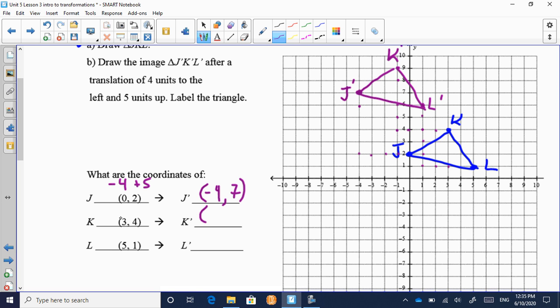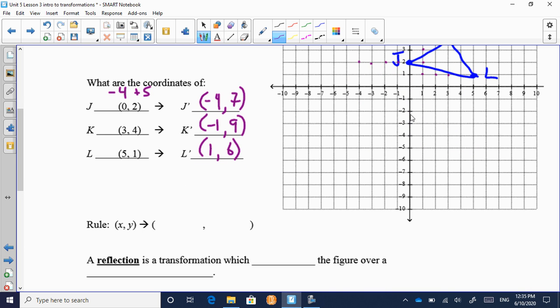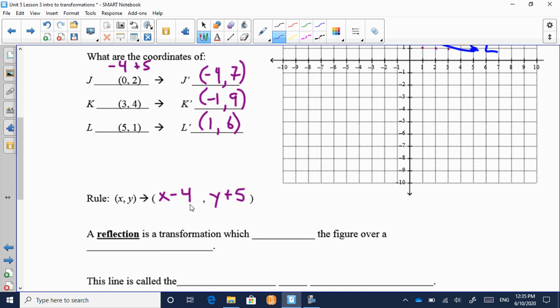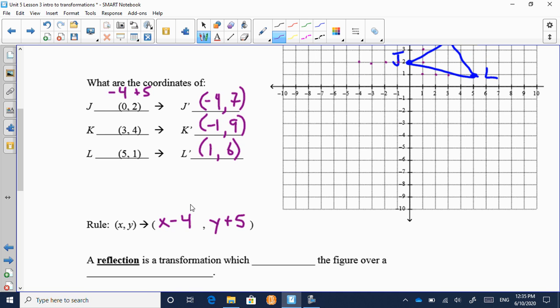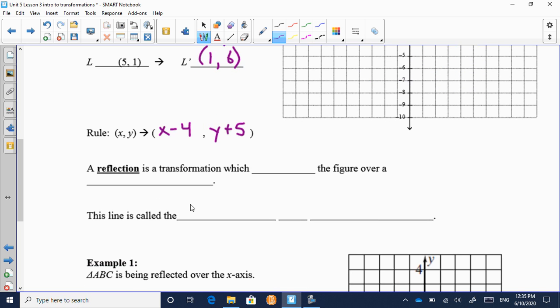3 minus 4 would be -1. And 4 plus 5 is 9. Let's check it. -1, 9. Yep, that's where K is. And then 5 would be, so 5 minus 4 is 1. 1 plus 5 is 6. There it is. So the general rule for this one will be x minus 4, y plus 5. Okay, so that's the rule under which this translation occurs.